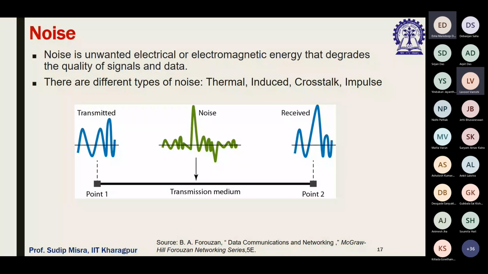Similarly, you have the induced, crosstalk, and impulse noises. One of these is due to the presence of electromagnetic devices, etc. So like that, all of these different types of noises are there, and you would have to go through them yourself.